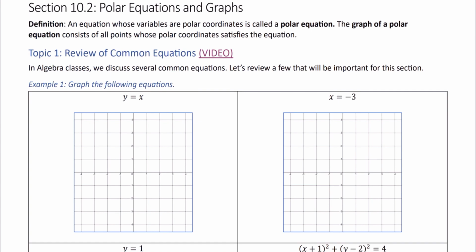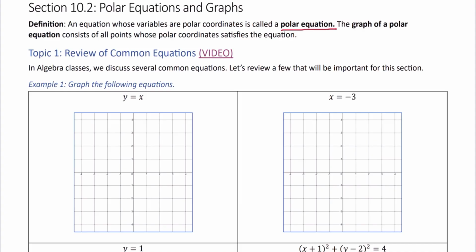In this section, we'll look at polar equations and their graphs. Up first, we have a definition. An equation whose variables are polar coordinates is called a polar equation. And the graph of a polar equation consists of all points whose polar coordinates satisfy the equation.